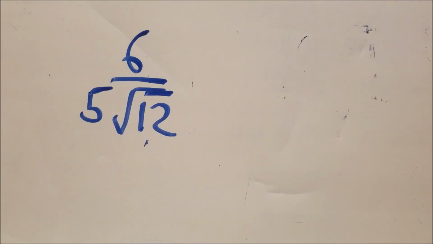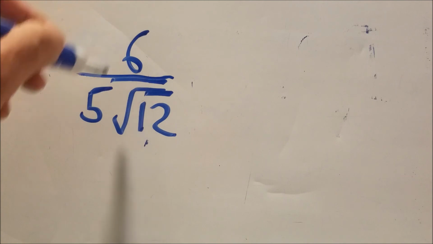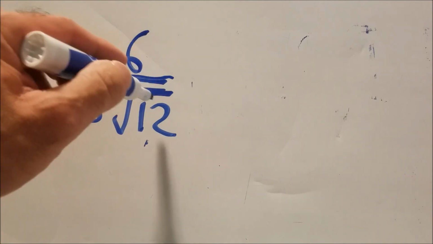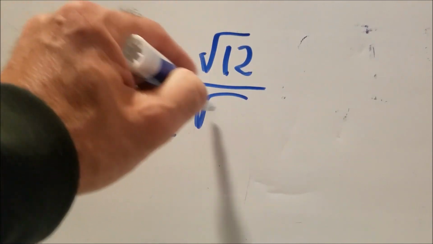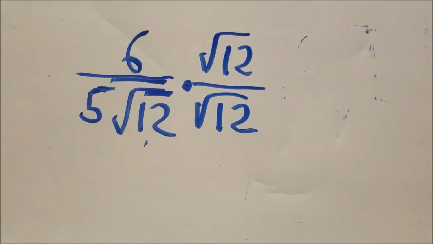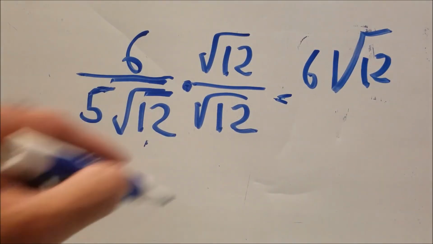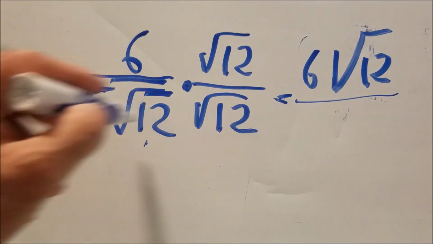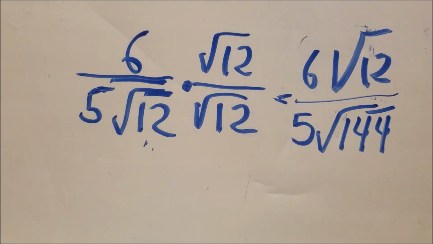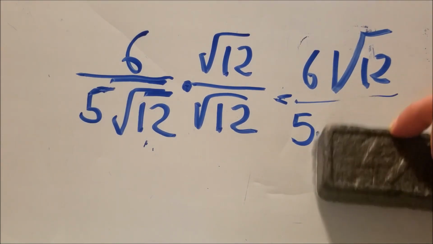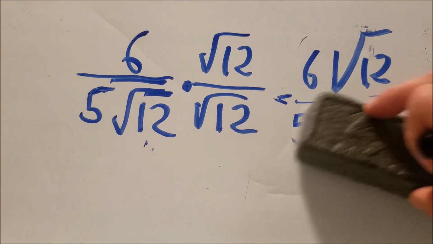Okay, let's look at this one. So here we have 6 over 5 square root of 12. So we can rationalize this. We're going to times the square root of 12 on the top and on the bottom. That's how we rationalize. And here we're going to have 6 square root of 12. And over here we'll have 5, and the square root of 12 times the square root of 12 is the square root of 144. And the square root of 144 is 12. And what's 12 times 5? 60.